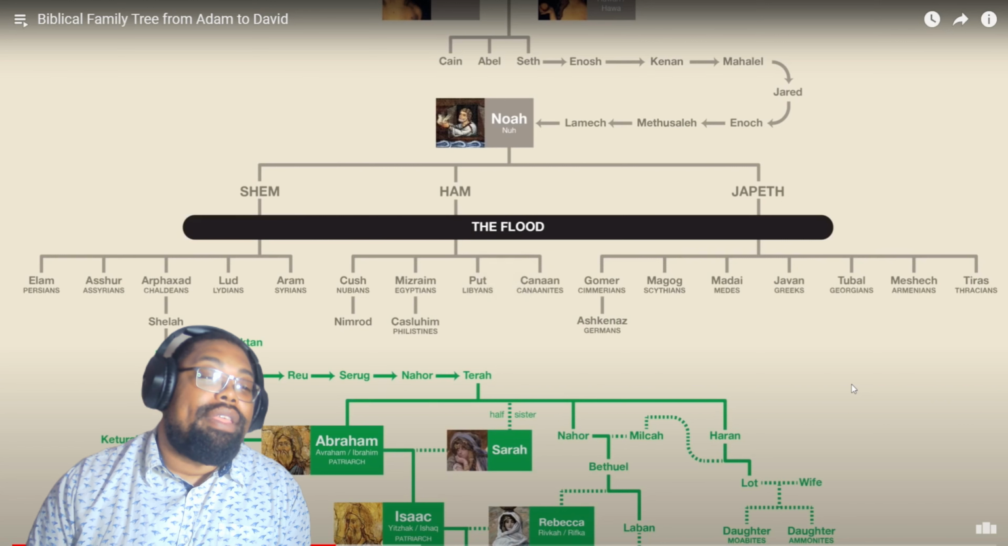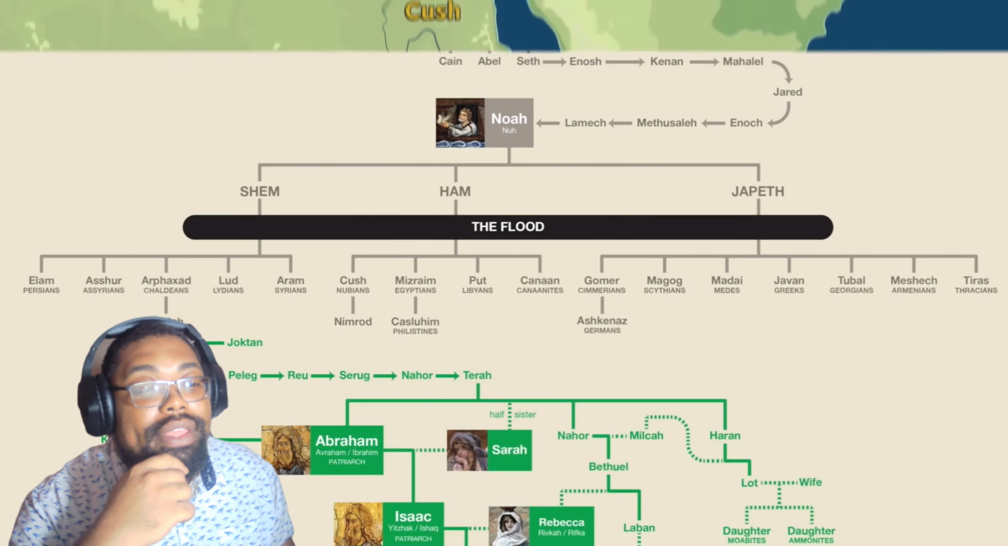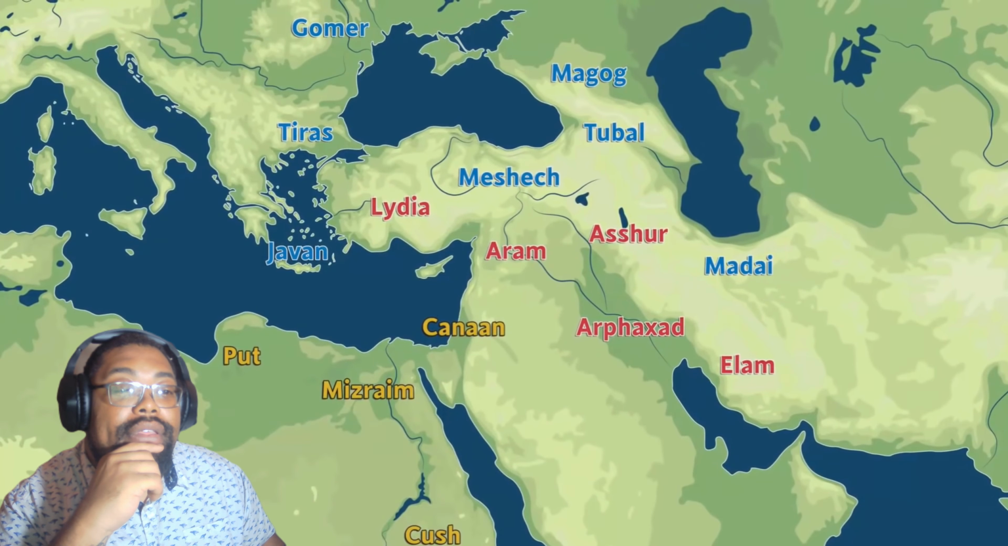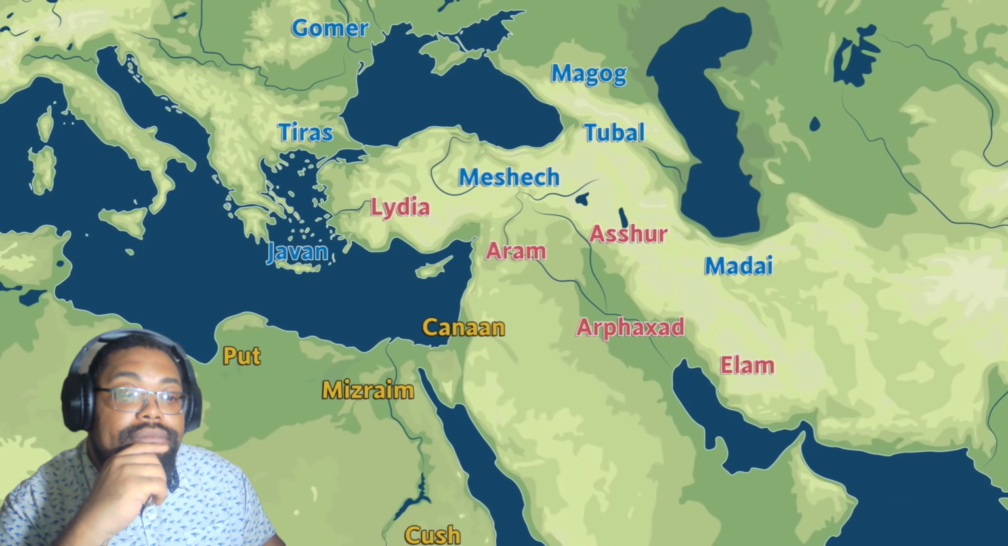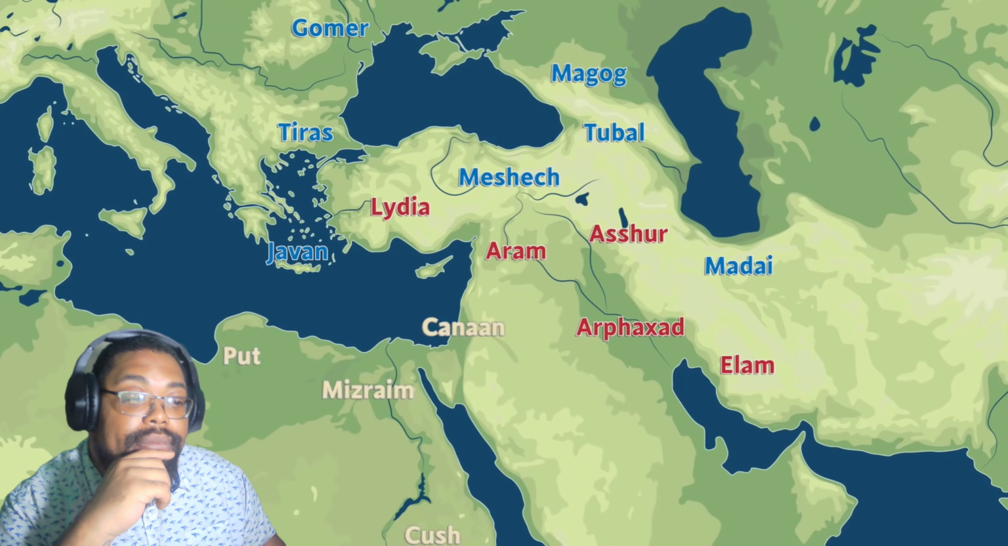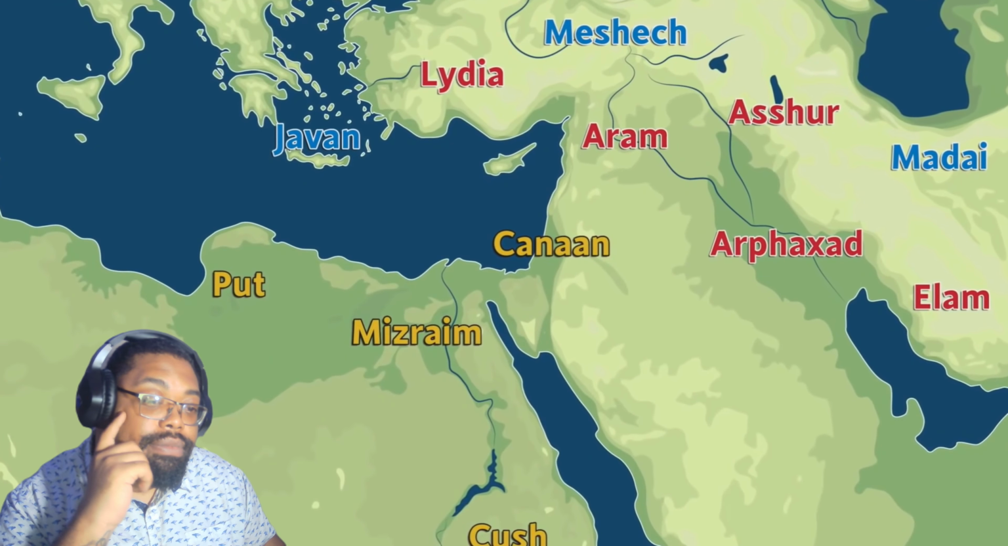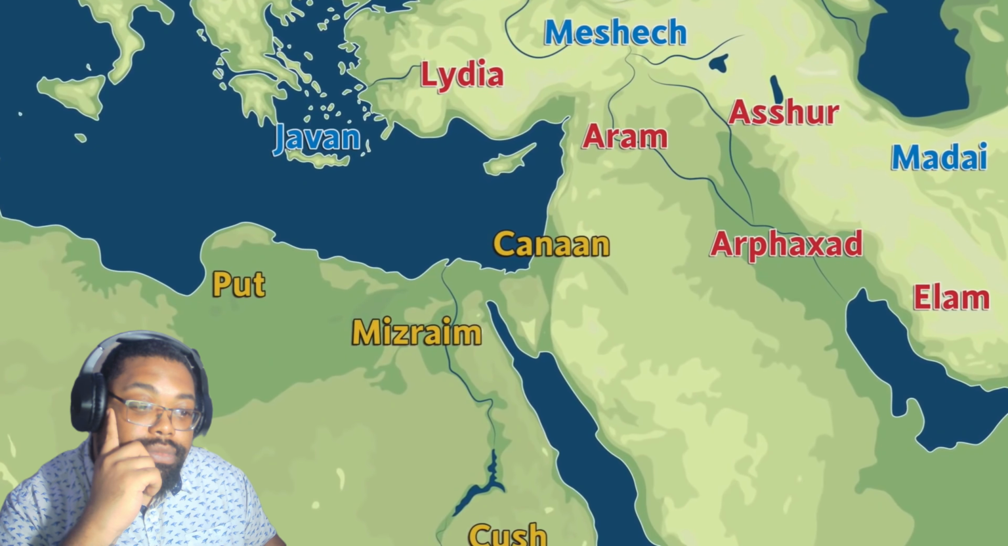In the Middle East during the time when the Bible was written. So on this map are 5 sons of Shem, shown in red, 4 sons of Ham, shown in yellow, and 7 sons of Japheth, shown in blue. Let's look at Ham first. From this map, it's clear that Ham was primarily associated with Africa.